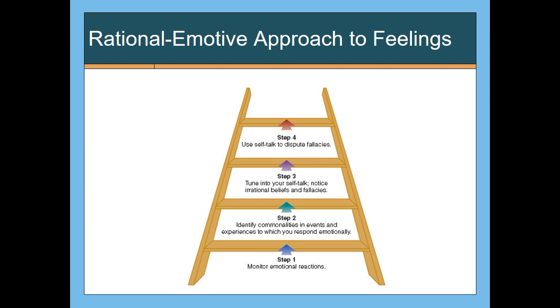So then the third step is to tune into your self-talk and notice those irrational beliefs and fallacies. So maybe you feel nervous and then you start telling yourself, oh, I'm not good enough. I'm terrible at my job. I'm probably going to get fired right now. That's why I'm feeling nervous around my boss. All of those things are those fallacies that we've talked about before, like overgeneralizing, like the end of the world just because this one situation happened. So I feel like every time I talk to my boss, I'm the worst employee in the company and I'm going to get fired. Well, then we go to step 4, which is using that self-talk to dispute those fallacies.